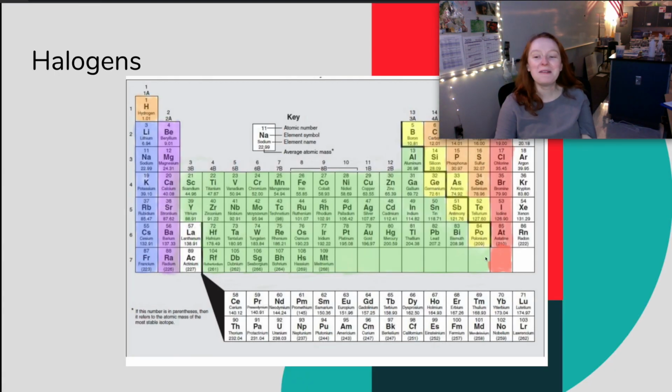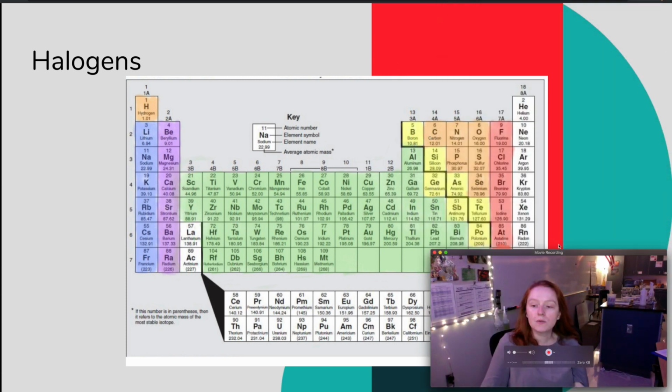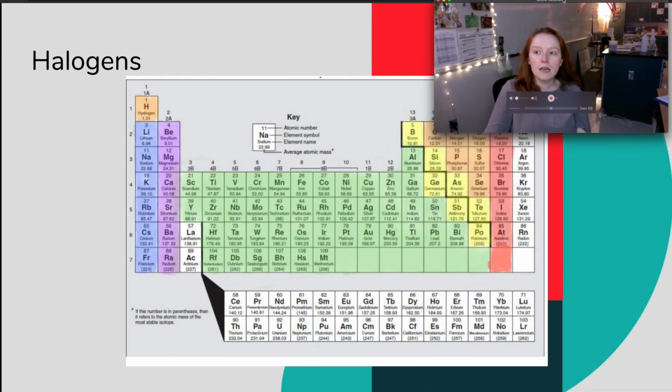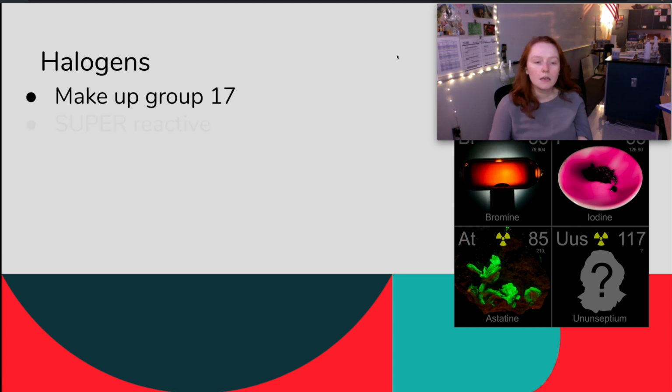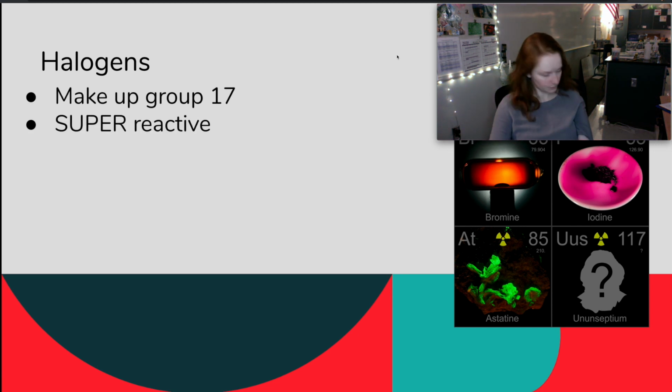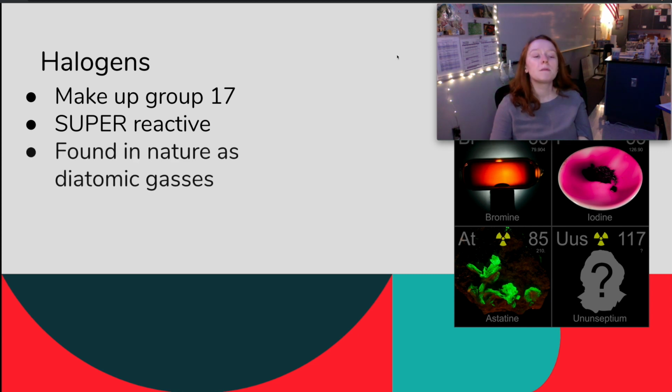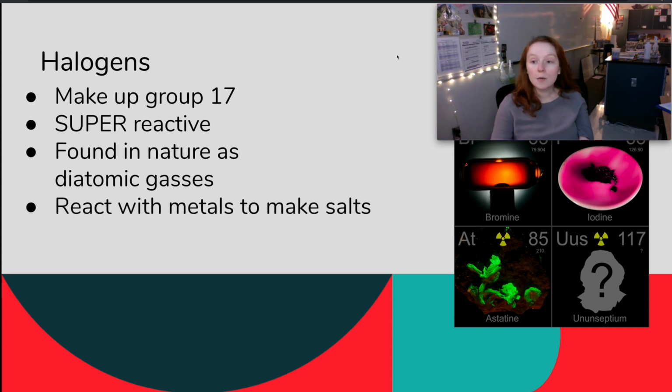Not last yet, but close to last, we have the halogens highlighted in red, including fluorine, which is hiding under my screen here. So fluorine is a halogen as well. The halogens are known for being very reactive as well. So fluorine and chlorine especially are very reactive. They're found in nature. Fluorine and chlorine are found in nature as diatomic gases. Bromine and iodine are liquid and solid at room temperature. They react with metals to make salts.